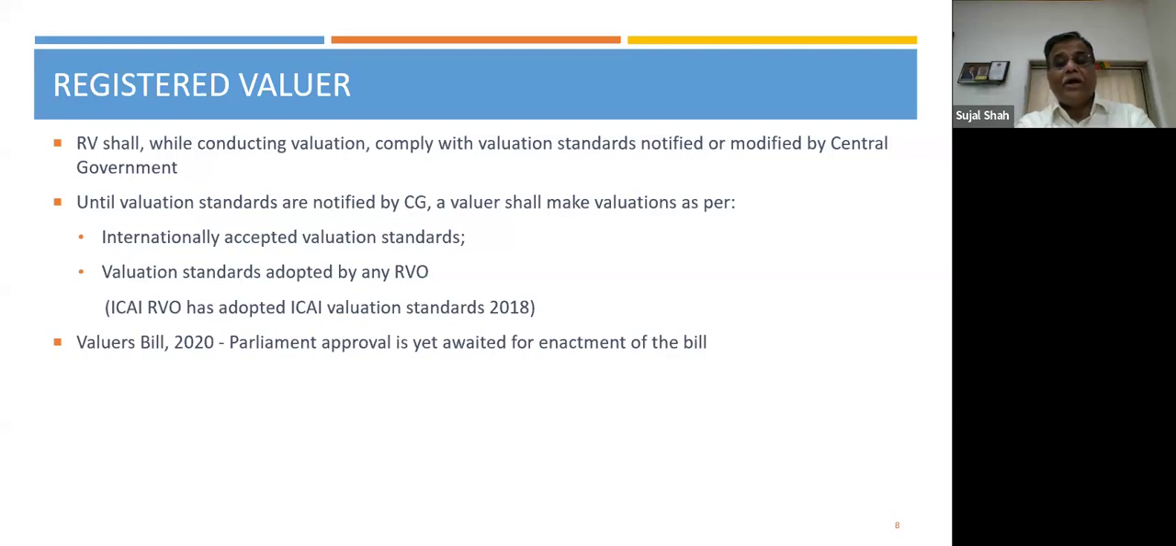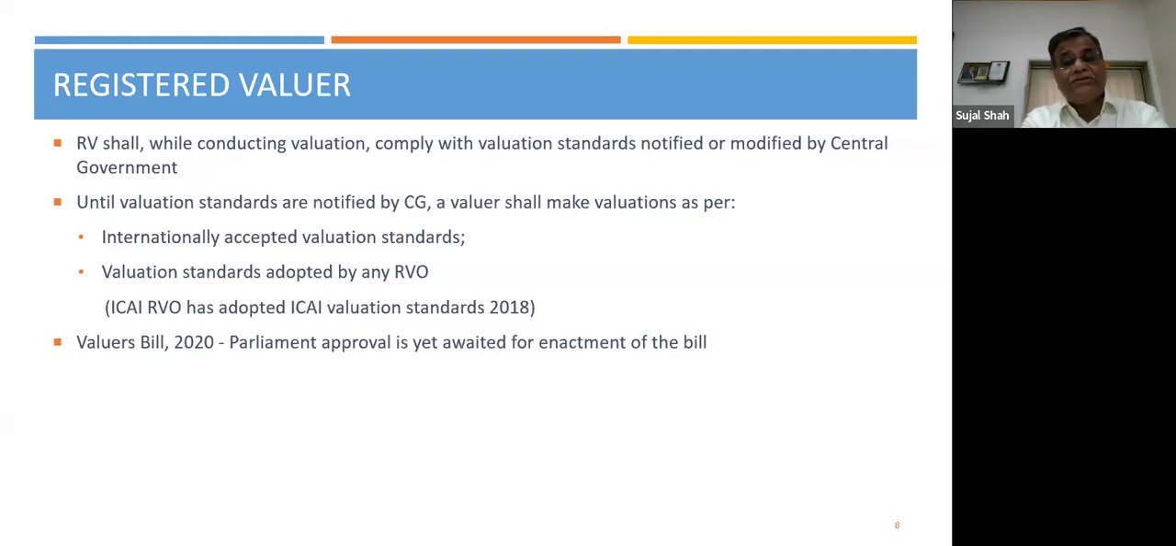As a registered valuer, you can be part of a firm, or it could be an individual also. Only one last point before I hand over to Vitang: in the year 2018, and I'm really proud of our institute, we were the first institute, or first organization, in the country that came out with our own valuation standards. Till that year, 2018, the valuers were following valuation standards which were coming either from European, American or Australian standards. And we were following that.